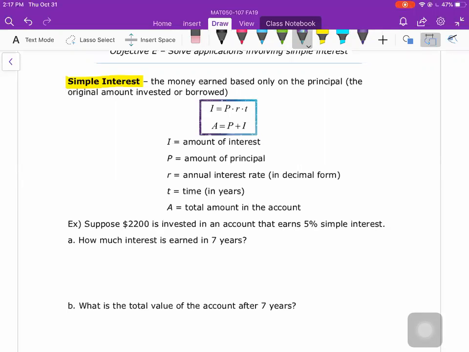T is our time, and I do want to make sure that we're very clear that time is always measured in years. And A is the total amount in the account, whether the account is a savings account or a credit card bill, right? It's the total amount.